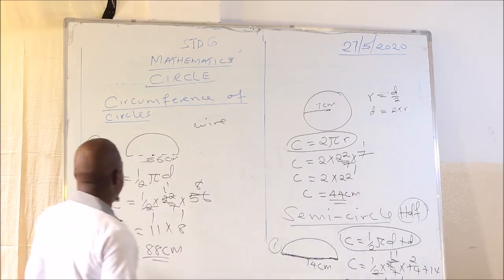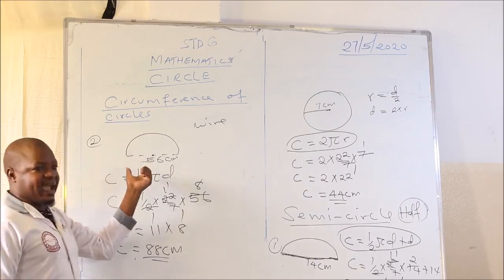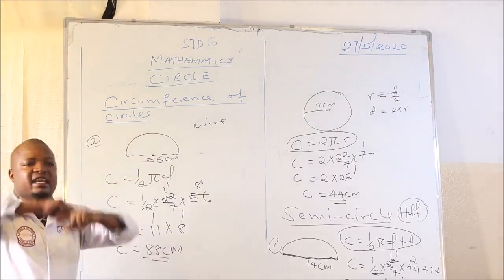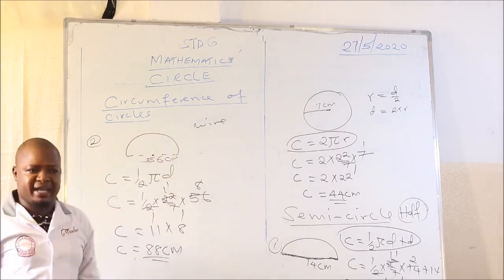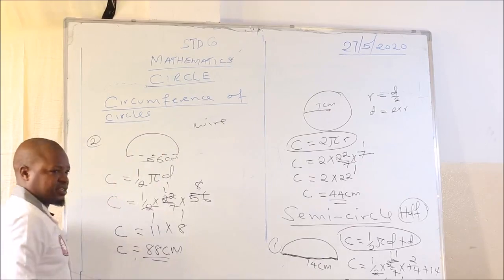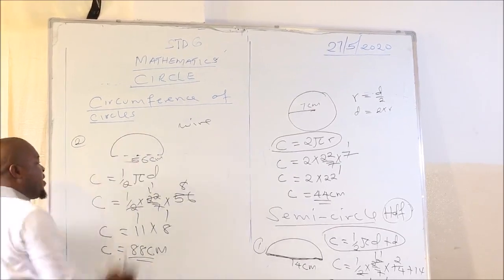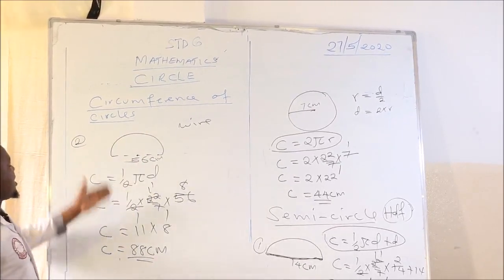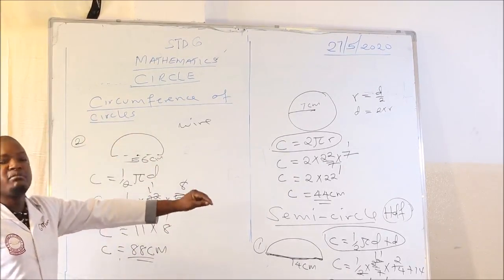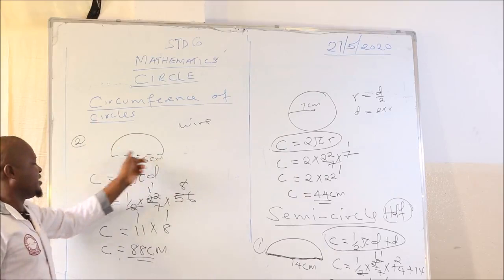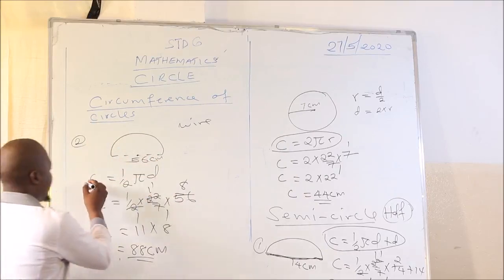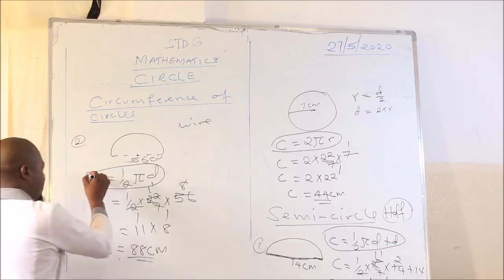When we come to this one here, this one is dotted lines. So if there are dotted lines, it means that there is nothing here. It is like a wire which you have just bent. So we are only finding the distance from here up to this point. So if you are finding the distance from here to this point, then we use a half pi d. We don't add d because we are not covering this distance here. So what I want to insist on are these formulas that I have given you.